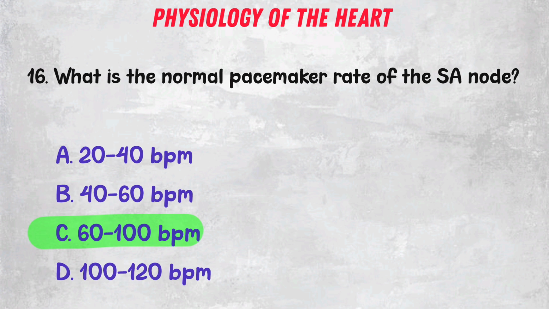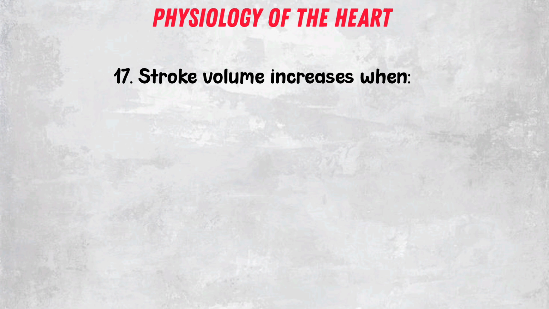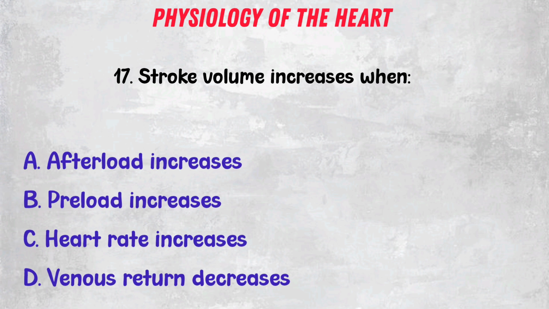Now question number 17. The stroke volume increases when we have A, afterload increases, B, preload increases, C, heart rate increases, and D, venous return decreases. The answer is actually B, the preload increases. So according to the Frank-Starling's law, which I've talked about before, greater preload, which is the venous return, stretches the heart and increases stroke volume.